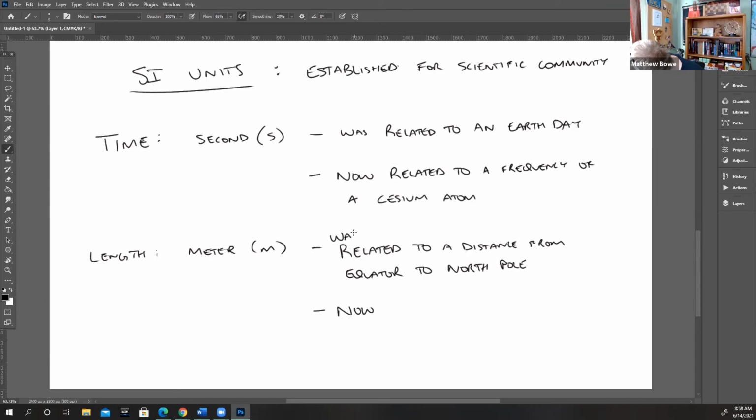I should put up here that it is now related to the distance that light travels in a given amount of time.